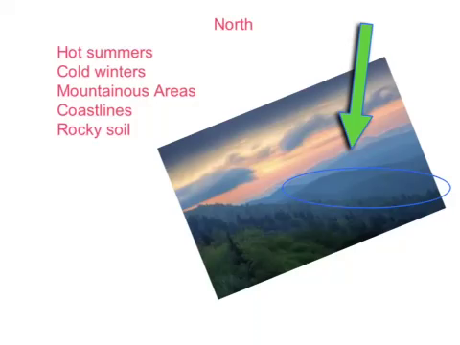The North's climate had frozen winters and normally hot and humid summers. Natural features were very mountainous areas because of the Appalachian Mountains. It had rocky soil, so it wasn't real good for farming. So factory work was much more popular up north.